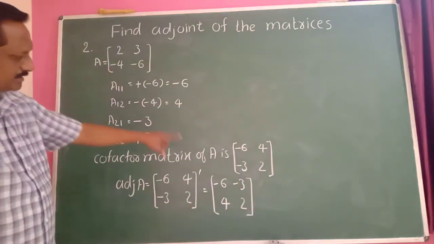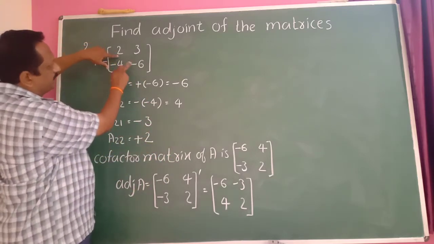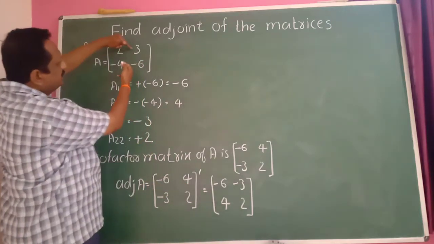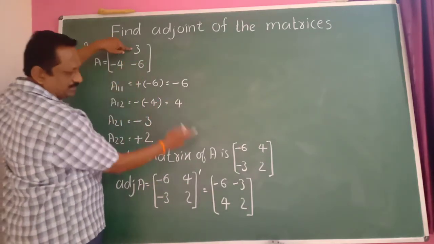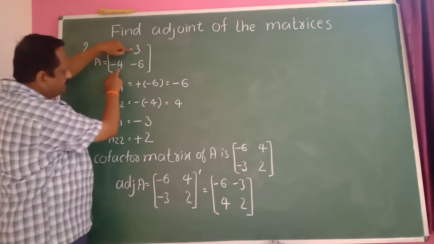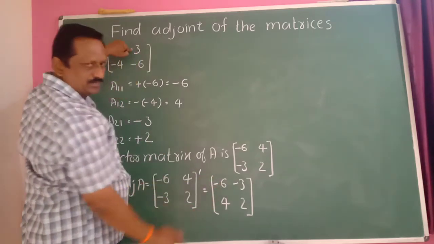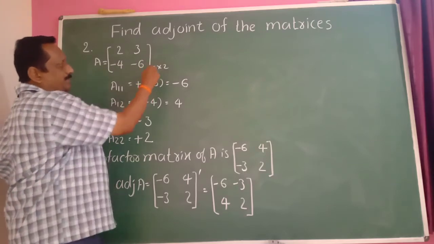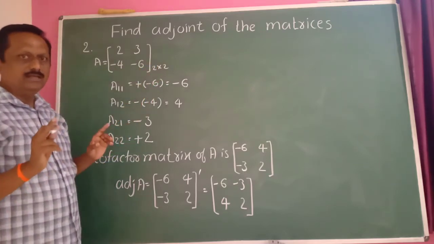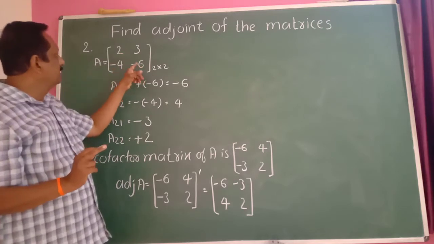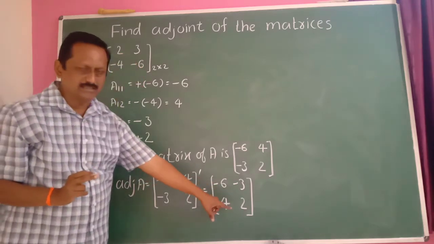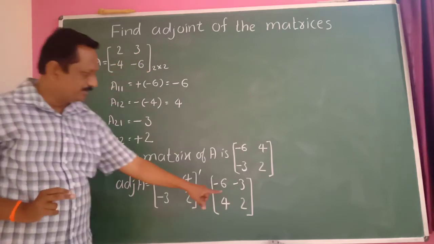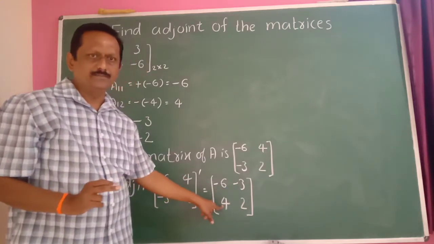Therefore, observe this matrix and this one. Interchange the diagonal elements, 2 and minus 6, here minus 6, plus 2, and change the sign of the non-diagonal elements. Plus 3 is there, right here minus 3. Minus 4 is there, here it is plus 4. Therefore, if a matrix is of order 2 by 2, in that case, interchange the diagonal elements and change the sign of the non-diagonal elements.